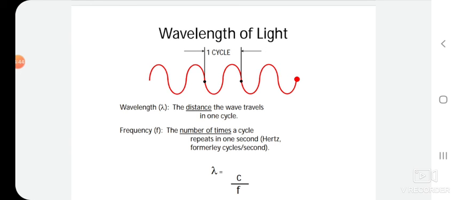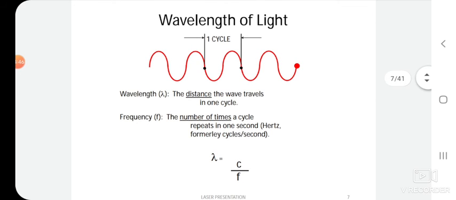Now how to define the frequency? The number of times a cycle is repeated in 1 second. How many times one cycle repeats in 1 second is nothing but the frequency of light. We can measure it in terms of hertz or second inverse.